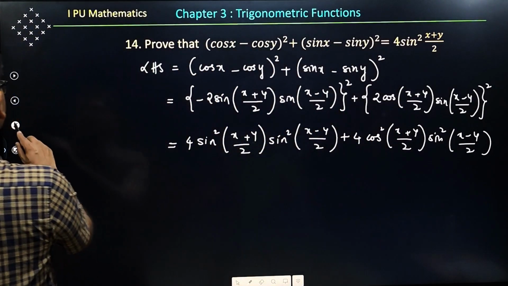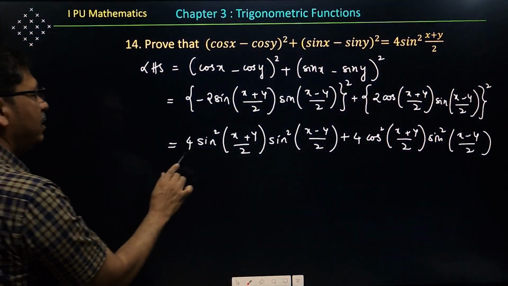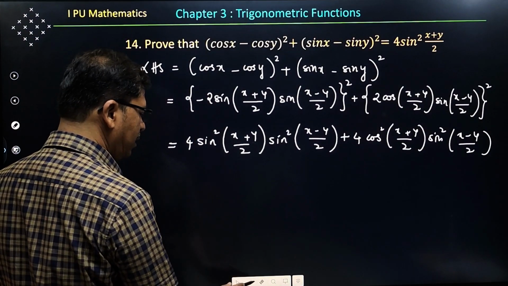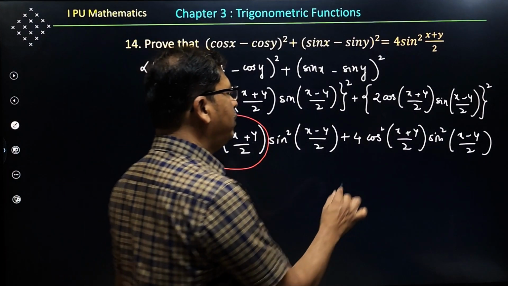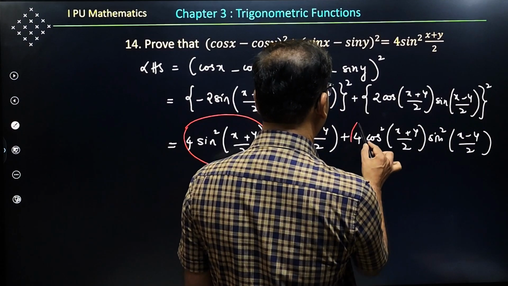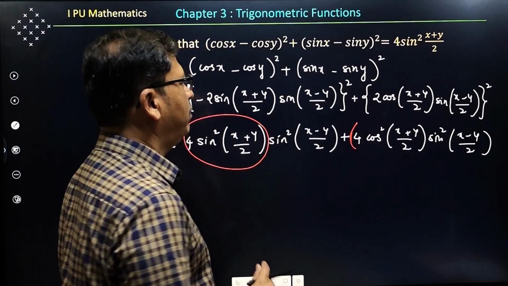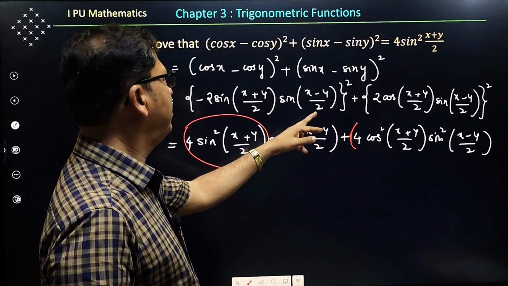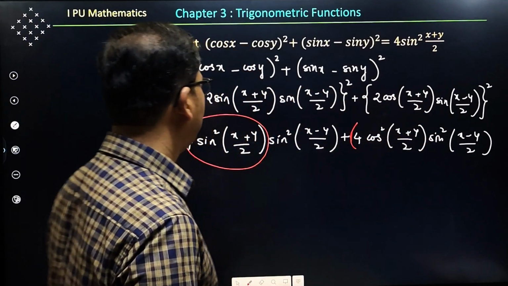Concentrate here carefully. What you can do at this stage, not only sin square of x, along with that, 4 also you can take. 4 into sin square of x plus y by 2, 4 is there here, minus 2 sin c plus d divided by 2 into sin c minus d divided by 2, it is correct. 2 cos into sin x plus y, x minus y, that is also correct.